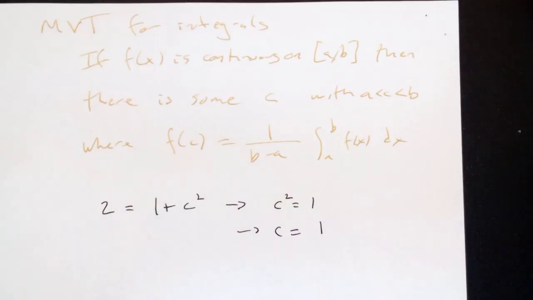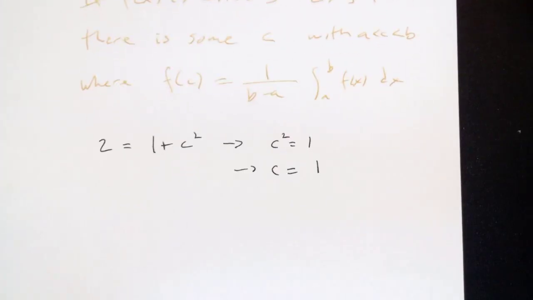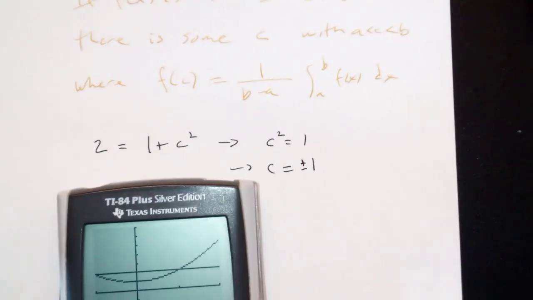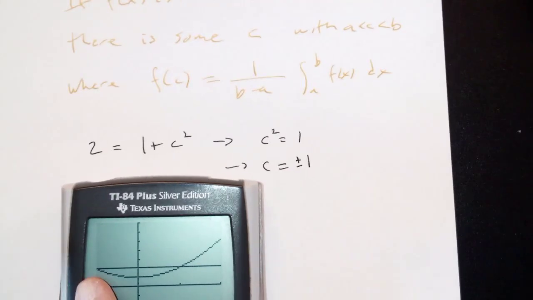But wait, there's more. Plus or minus, which means it crosses twice. Which I see in the picture, it crosses over here as well. And isn't that something we said in Rolle's theorem and the mean value theorem? There could be more than one, but there has to be at least one.